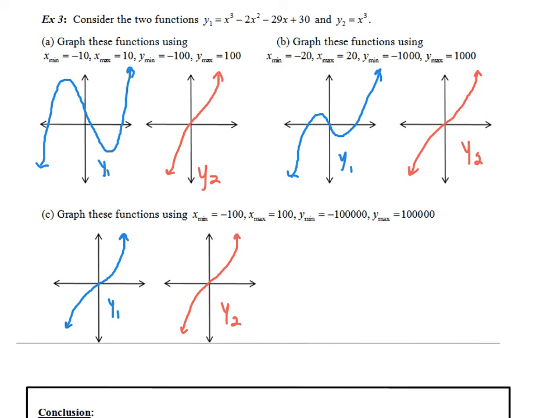What is really going on here is that this x cubed function and this function that has as its highest exponent, y equals x cubed minus 2x squared minus 29x plus 30, behave very similarly when I'm looking at just the ends of the graphs, when I'm looking at a window really zoomed out. So that information is going to be really important to us.